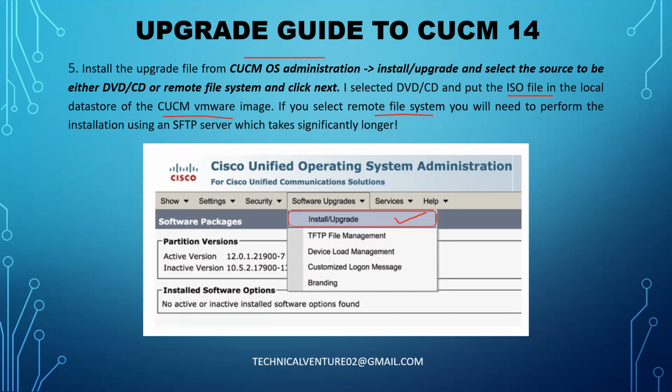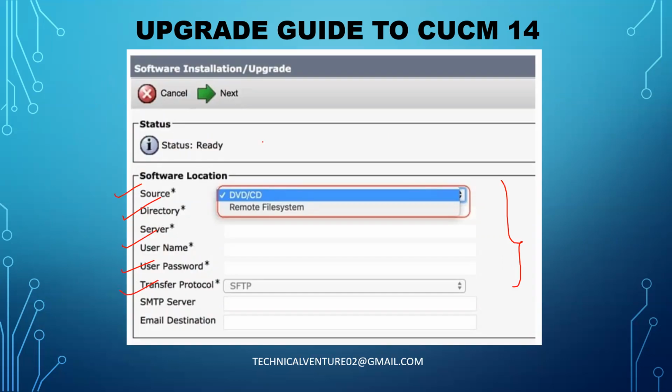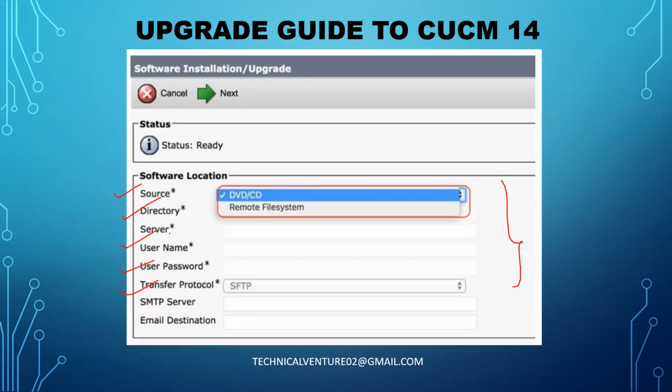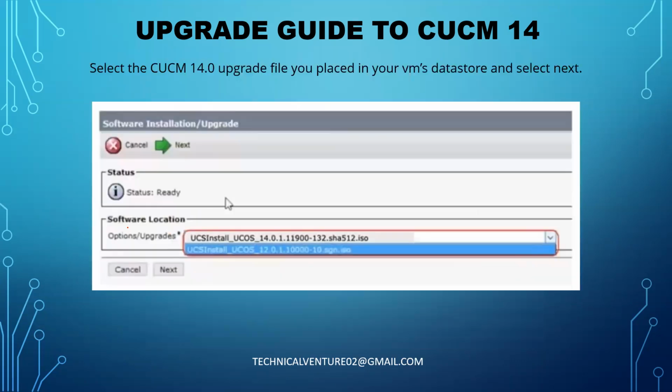If you select remote file system, you need to perform the installation using an SFTP server, which may take a longer time. So here you can see normal DVD/CD or remote file system. That depends on how you are going to upgrade. After this, once you click on next on this page, you will see the upgrade options. There you can see your UCOS 14 version file.